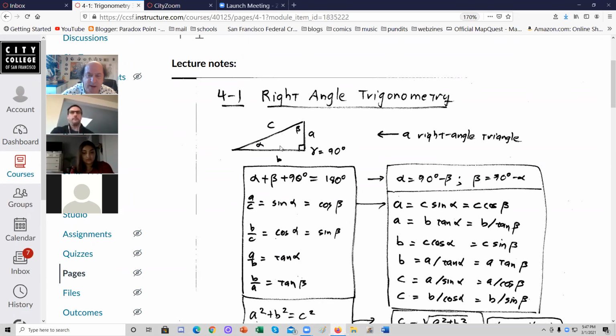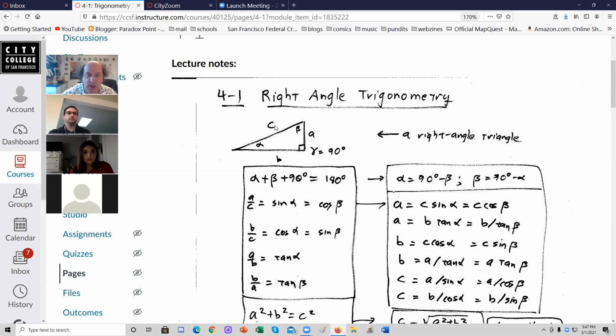Now, some identities. The angles of the triangle add up to 180 degrees, as they do in general. So therefore, alpha plus beta is 90 degrees. So alpha is 90 degrees minus beta, and beta is 90 degrees minus alpha. These are complementary angles. Given one, we can find the other.